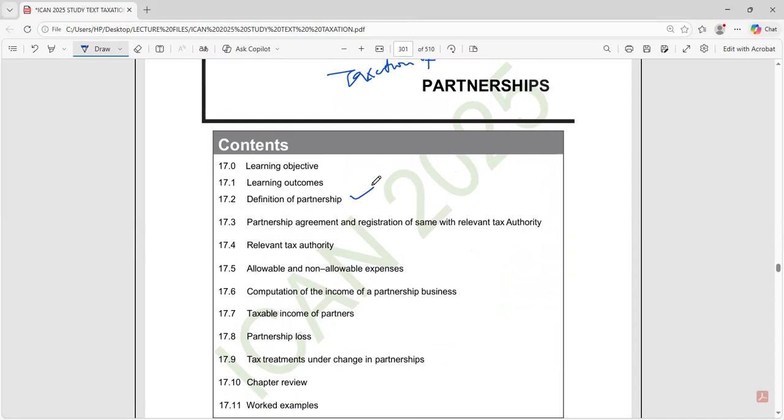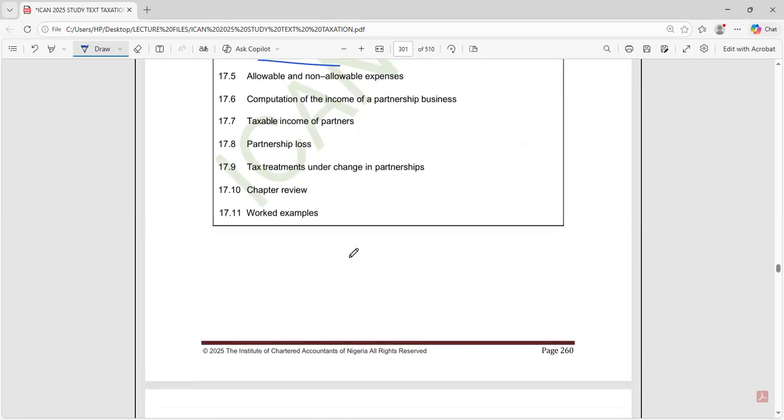So the law at foundation level, they'll test it under business law or corporate law. Then the accounting part at foundation level, they'll test it under FA, partnership. Then for the taxation part, they'll test it in skills, which is what you are doing now. So you look at the definition of partnership, the partnership agreement and registration of same with the relevant tax authority. There's ROTA.